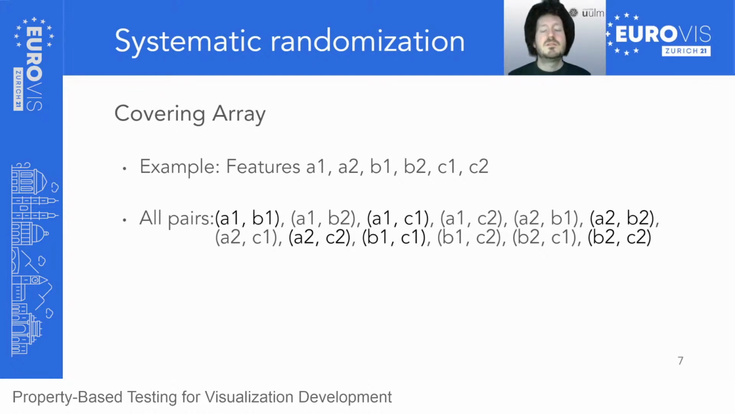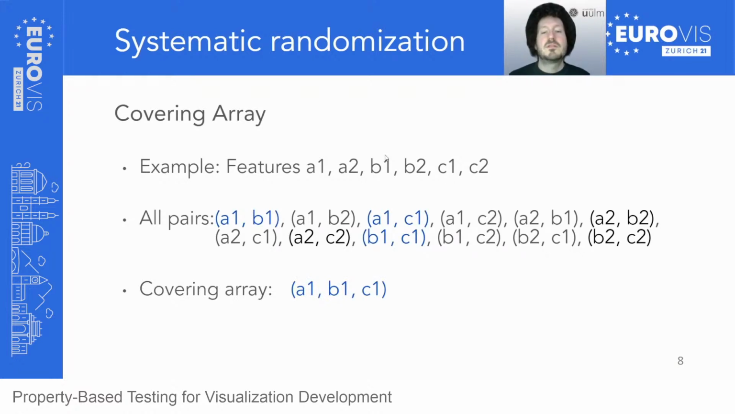Now it should be easy to imagine how this would lead to a combinatorial explosion when there are more features that can have more values. To solve this issue, there are algorithms to generate covering arrays that are as small as possible. A covering array algorithm generates assignments that all together cover all pairs. So let me illustrate how this works.